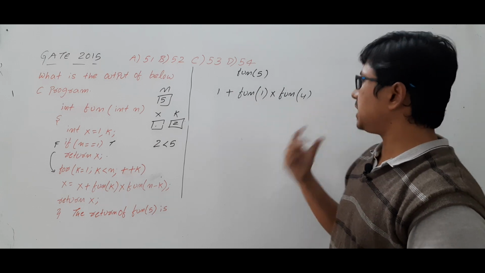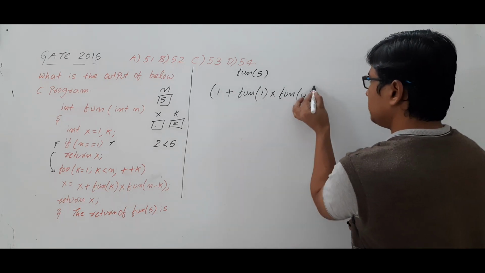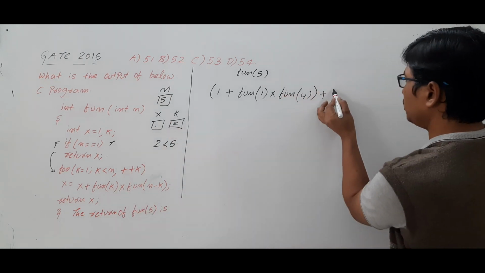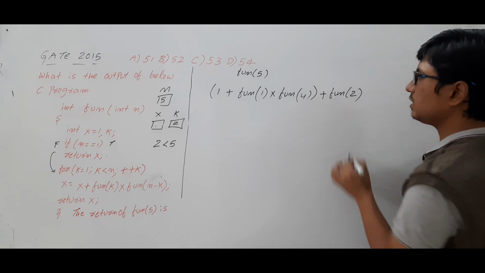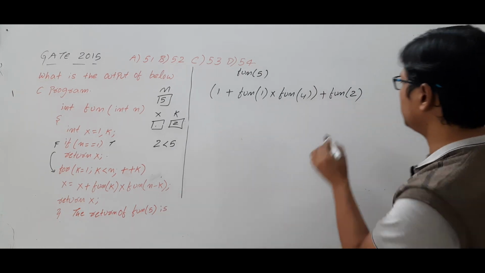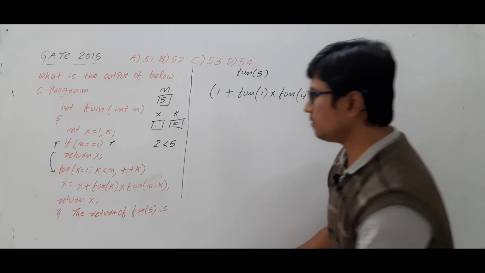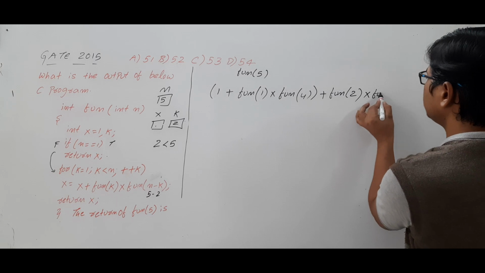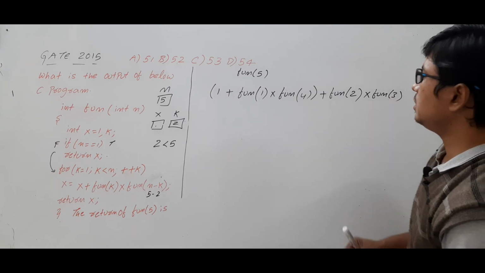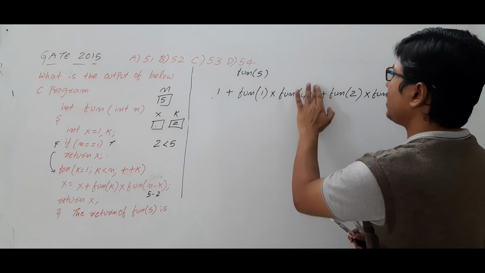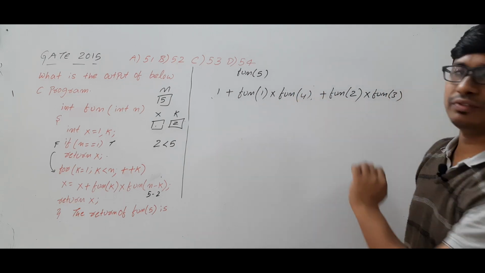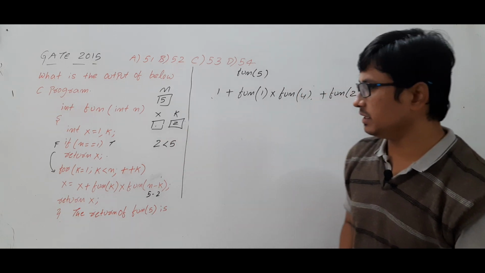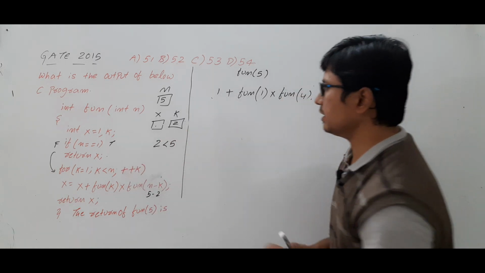Are you able to understand? Plus. So hold this plus. Fun k. Fun k is nothing but fun 2. Are you able to understand? Into fun n minus k. n minus k means 5 minus 2, which is fun 3. Okay, good till now. So now x consists of this whole value: 1 plus fun 1 into fun 4 plus fun 2 into fun 3. This entire value will be here and the k value will be incremented to 3.